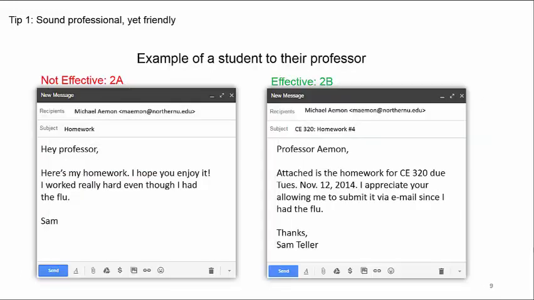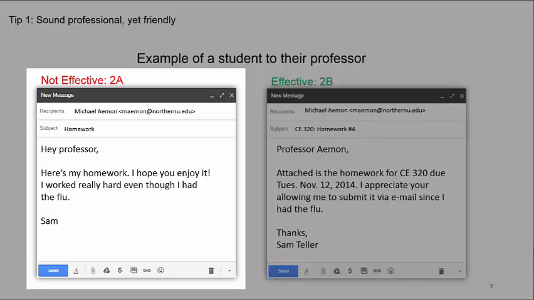The next example is of a student writing to their professor. Writing to an instructor is a professional activity. Example 2a is too unprofessional. The student does not identify the course, the date of the homework, or even her full name. These are all details the instructor needs. The opening, "Hey professor," is too impersonal. The professor will probably wonder if this email has even been sent to the right instructor.